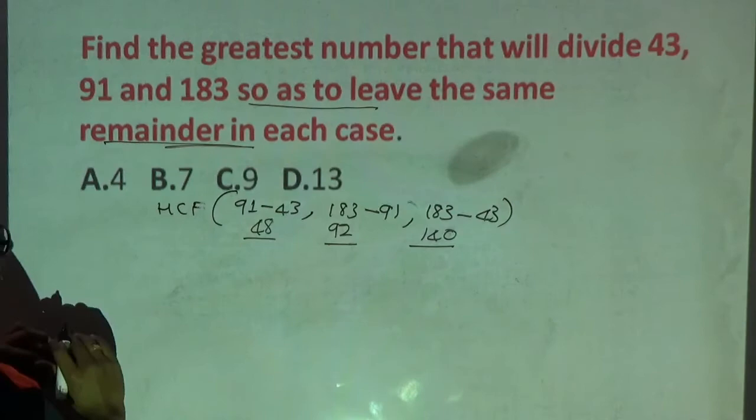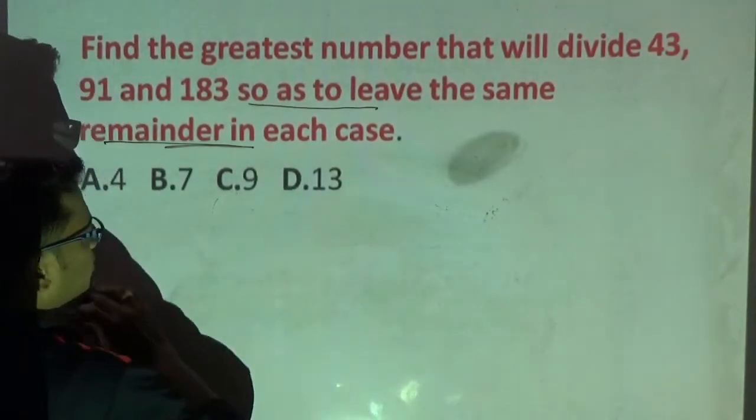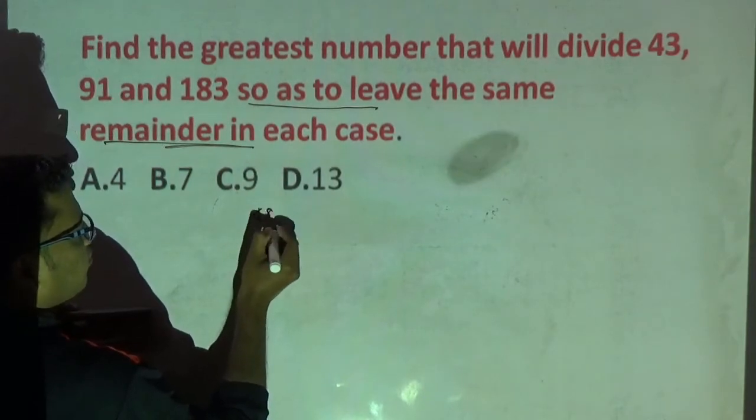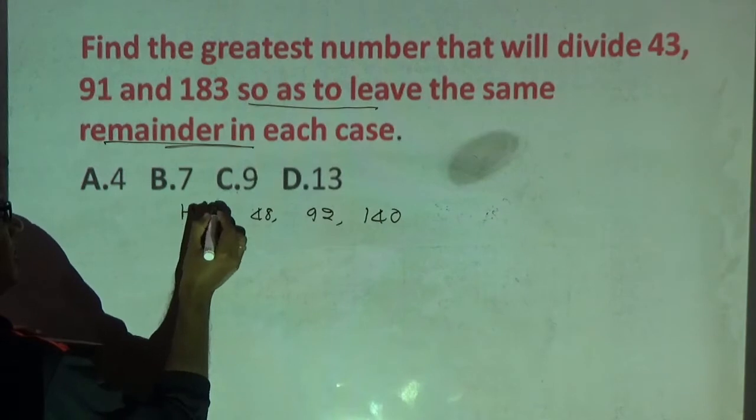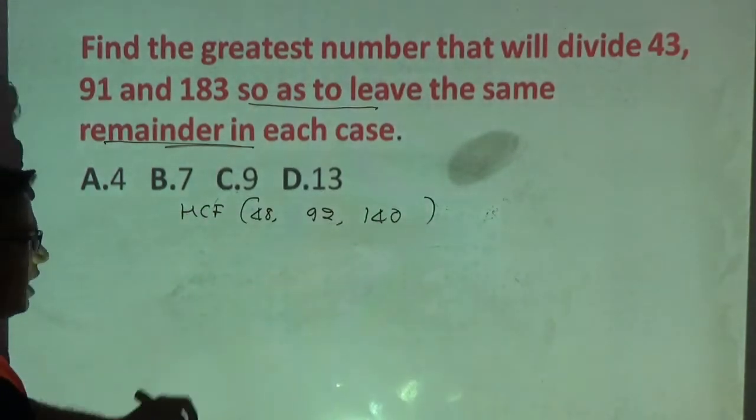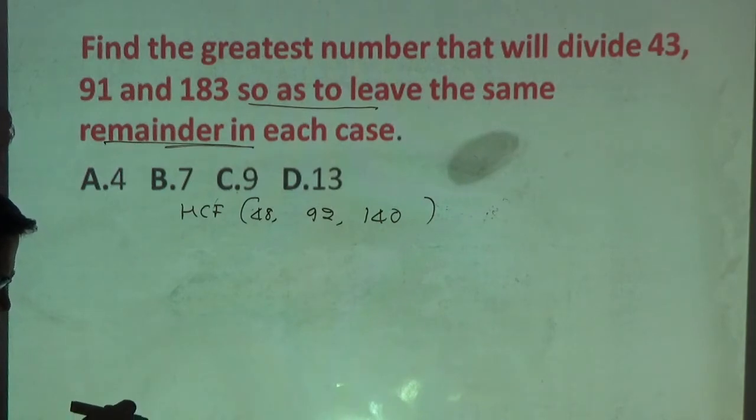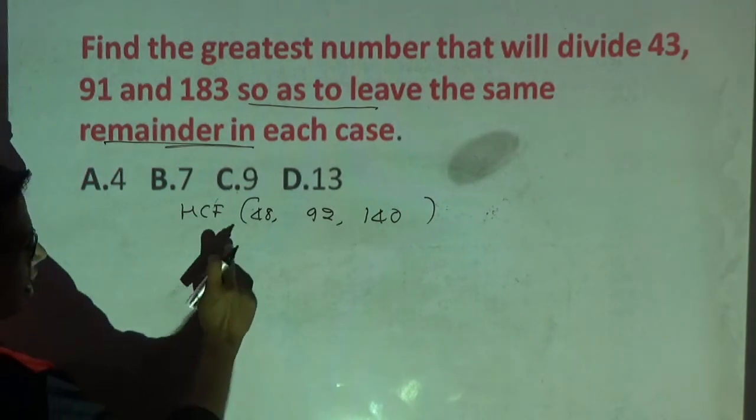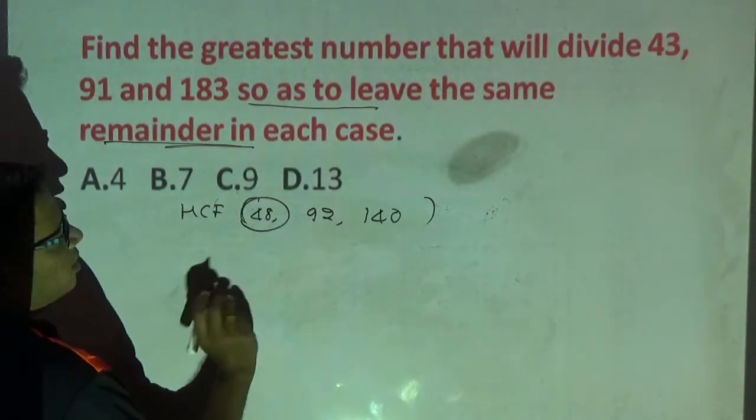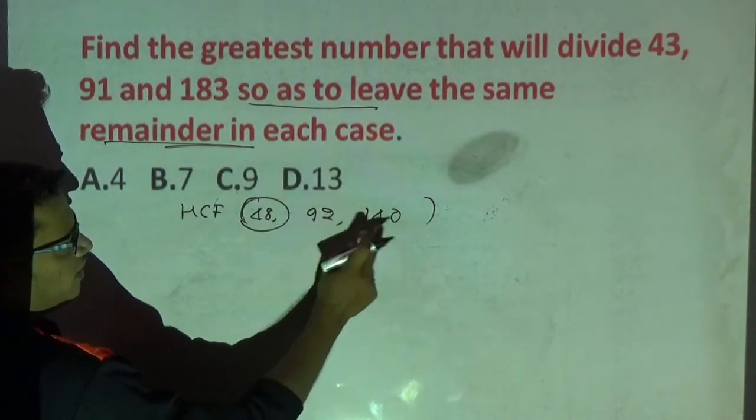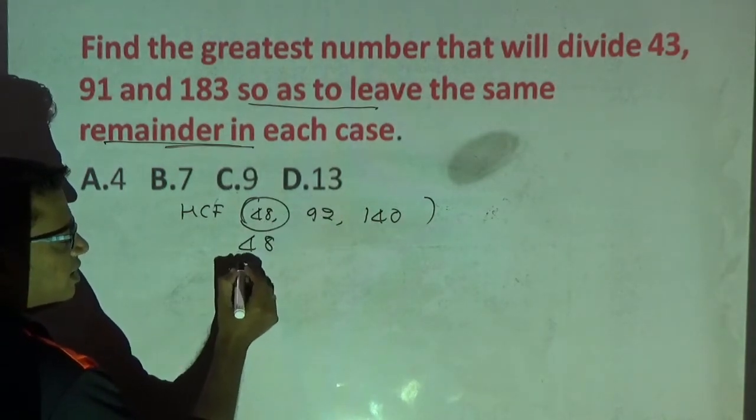HCF of 48, 92 and 140. I need to find out the HCF of this now. I have already explained to you the trick to find out HCF in a very easy way, correct? Among all these, which is the lowest number? 48. Now you check from 48 whether you can divide these two. No. Therefore, what you have to do? Go for factorization.